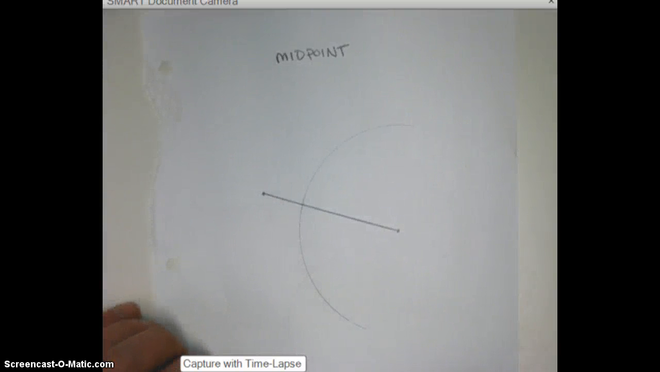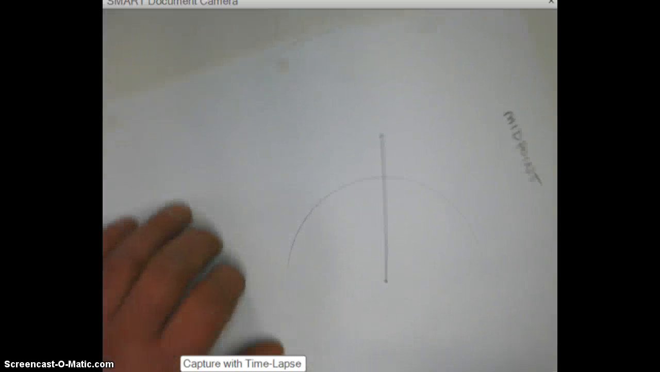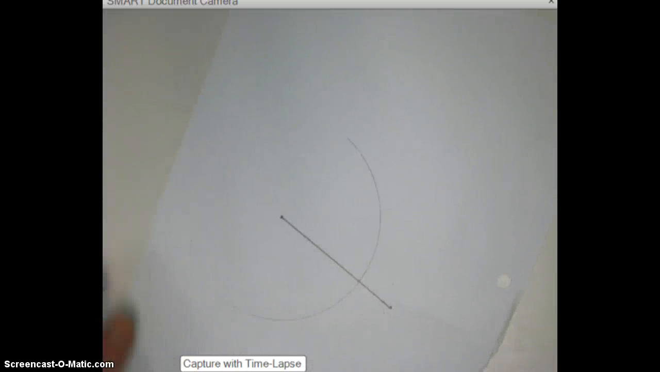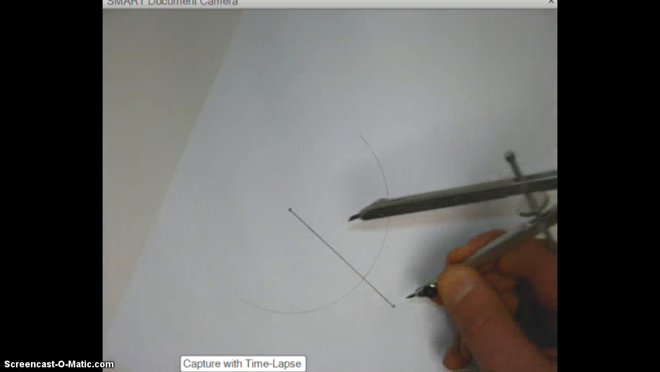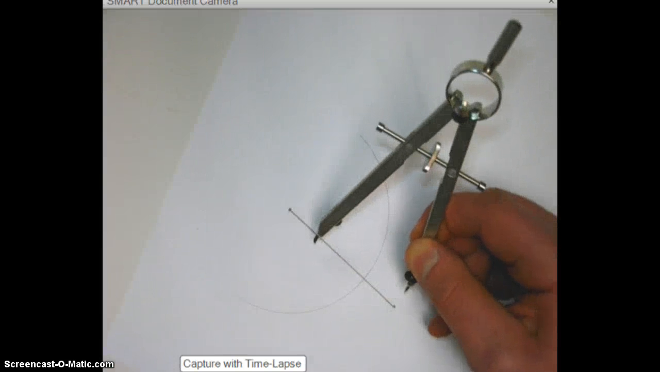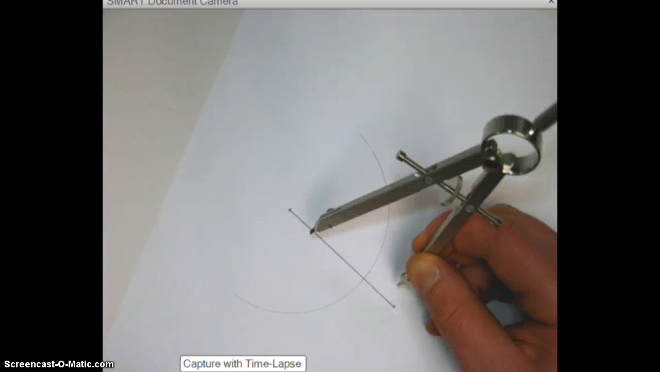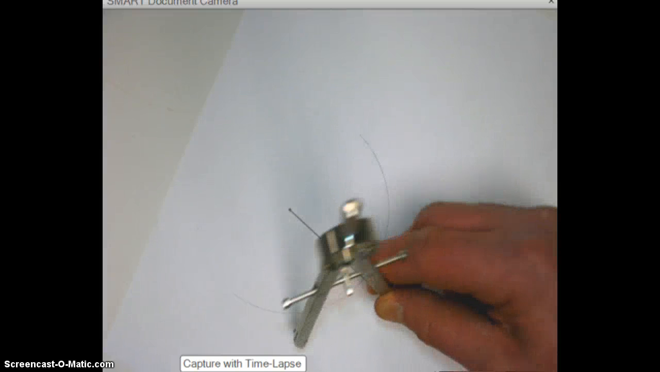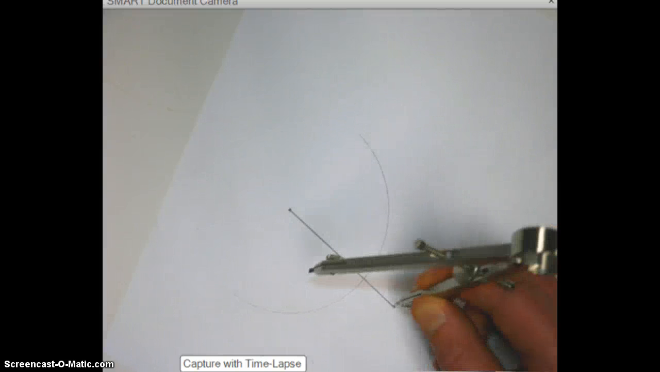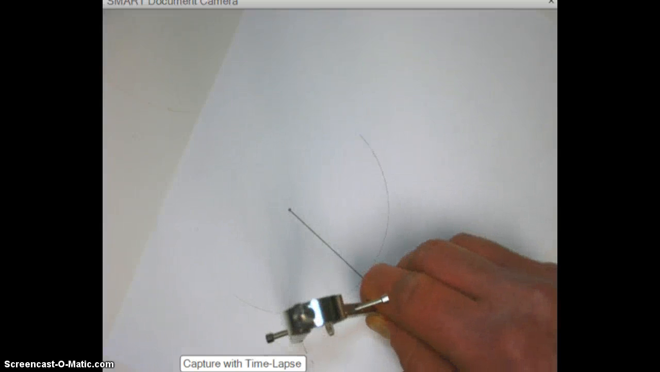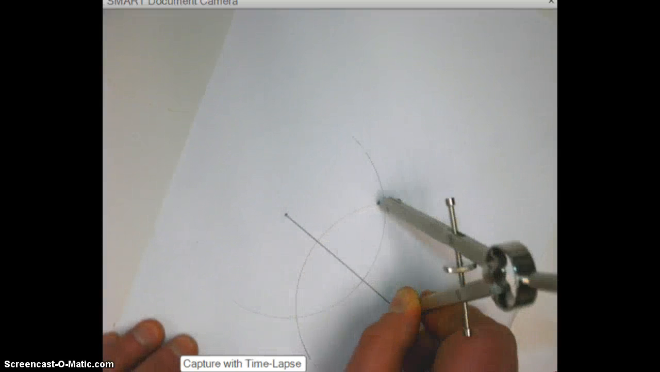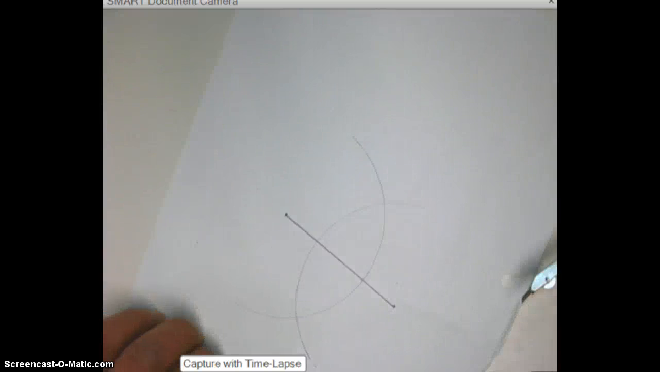The next thing you're going to do, and I'm actually going to spin my paper over because it's easy for me, is make the same arc. Once you've got your compass distance locked, you're not going to spin the dial so the compass size changes. So now I'm going to swing an arc from the other side. I put the compass point right on the other endpoint, and my two arcs should intersect with each other.